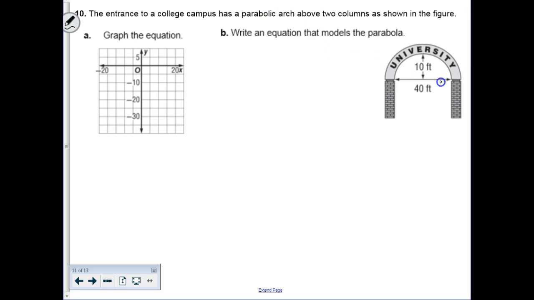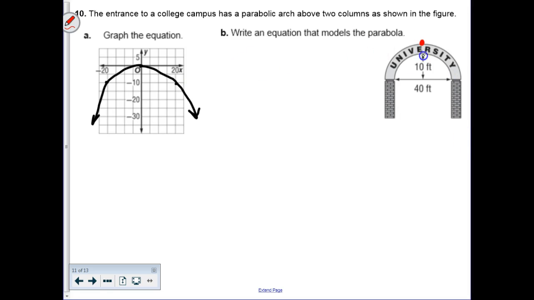All right, here we go. Write an equation that models the parabola. So we have this arch, very cool. We're going to choose to orient it however we want. So of course, I'm going to make this be the origin. And then I'm going to do a terrible job of graphing this. That's okay. Down 10, over 20 each way. Okay, kind of. You have that parabola.